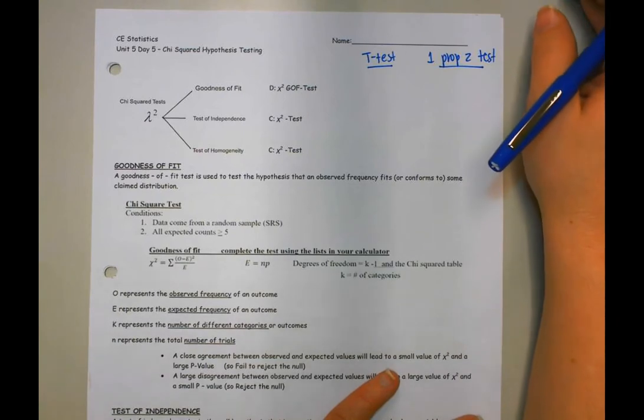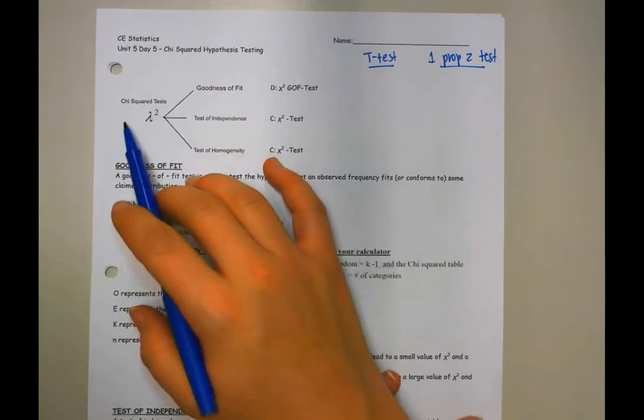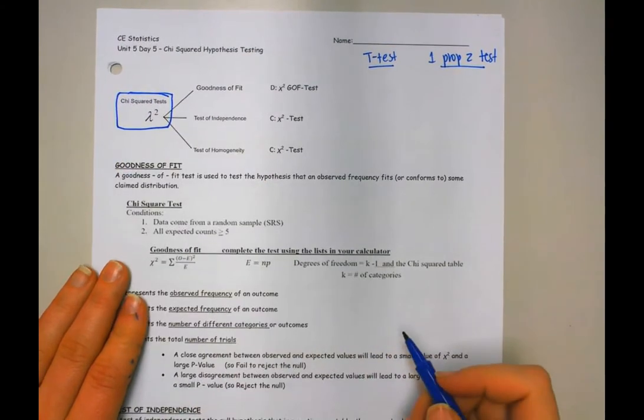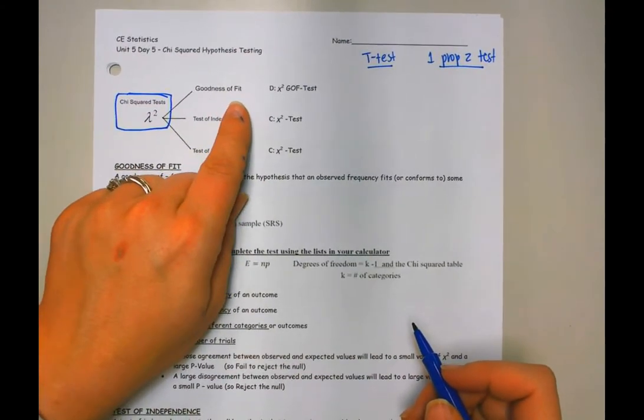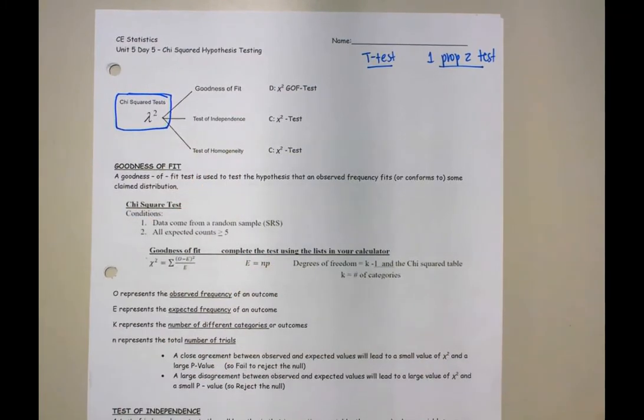There is another type of hypothesis testing that we want to be aware of and be able to run, which is our chi-squared test. There are three different kinds of chi-squared test. There's a goodness of fit test, a test of independence, and a test of homogeneity. We will go over all three of those today.